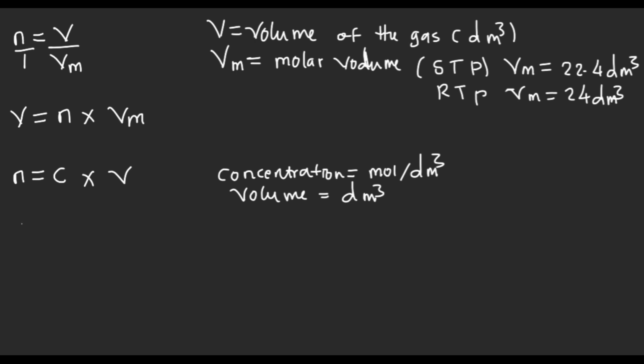If we want concentration, the formula is concentration is equal to the number of moles of the solute divided by the volume of the solution. So this is our formula. Now we also have to look at dilution. Dilution is just the addition of water to a concentrated solution to make it less concentrated.